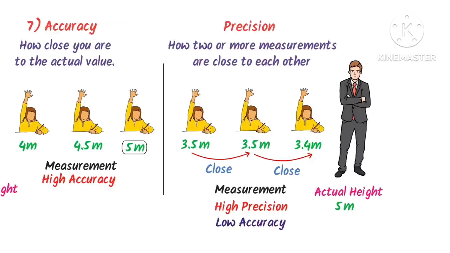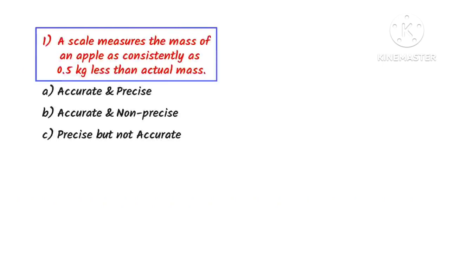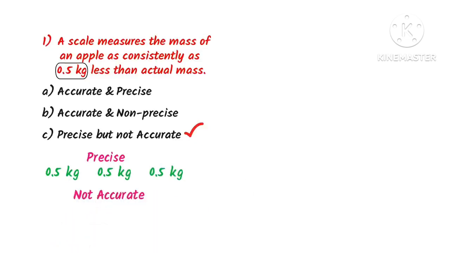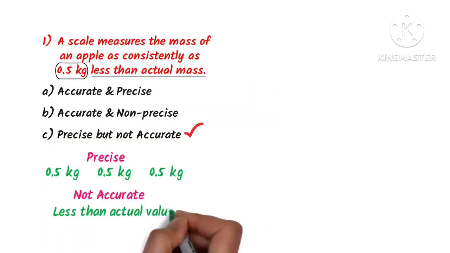Now let me teach you some important MCQs. A scale measures the mass of an apple as constantly as 0.5 kg less than the actual mass. The options are accurate and precise, accurate and non-precise, precise but not accurate. Which one is right? Well, the C option is 100% right. 0.5 is precise because the scale is constantly measuring 0.5 kg, 0.5 kg and 0.5 kg. But this result is not accurate because it is less than the actual mass.